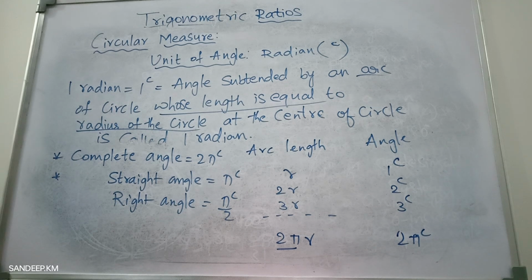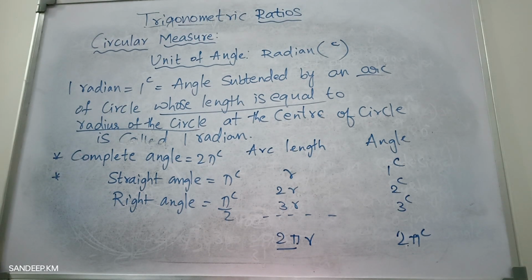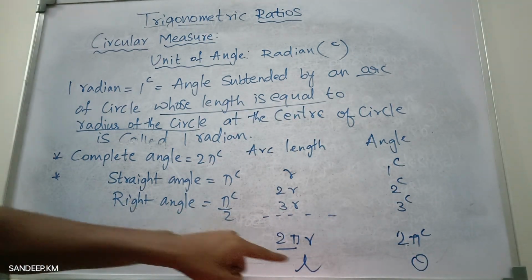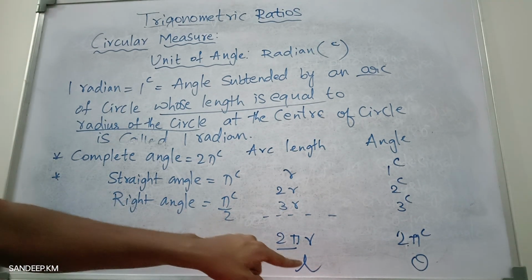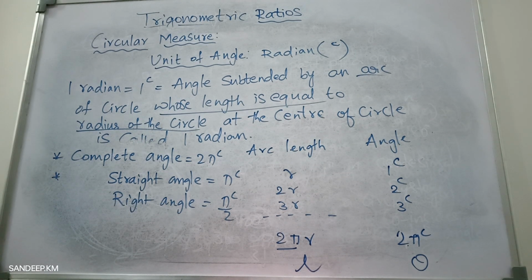Next thing, if an arc of length 2 pi r is subtending 2 pi radians, what is the angle subtended by some arc whose length is L? We are supposed to let the angle subtended by some arc whose length L is theta. So what is the relationship between L and theta? We are supposed to derive now the relationship between length of the arc and theta. Okay, let us derive it.